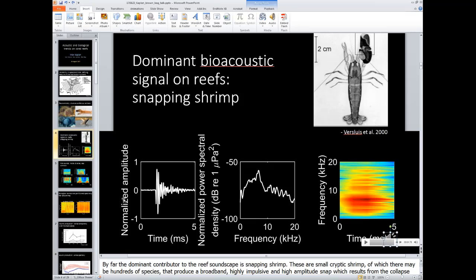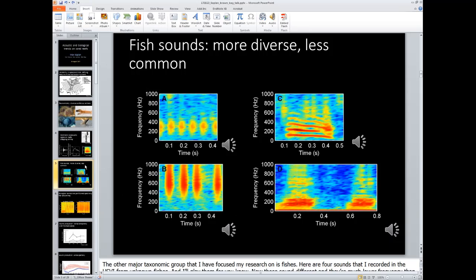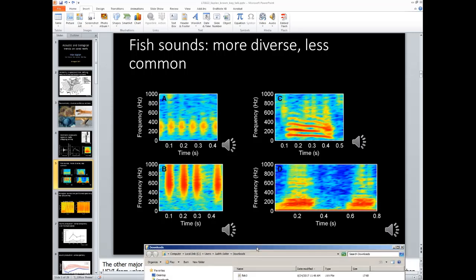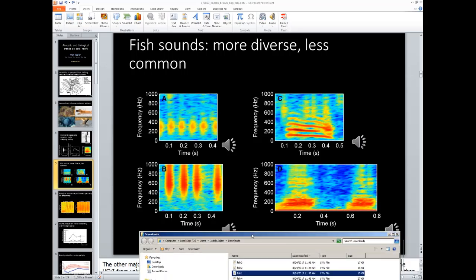So now I want to share with you the sounds produced by another major taxonomic group, and this is really where I focused my research on. These are the sounds produced by fish. I have here four spectrograms of four different fish that I recorded in the U.S. Virgin Islands. And perhaps we can listen to them now.